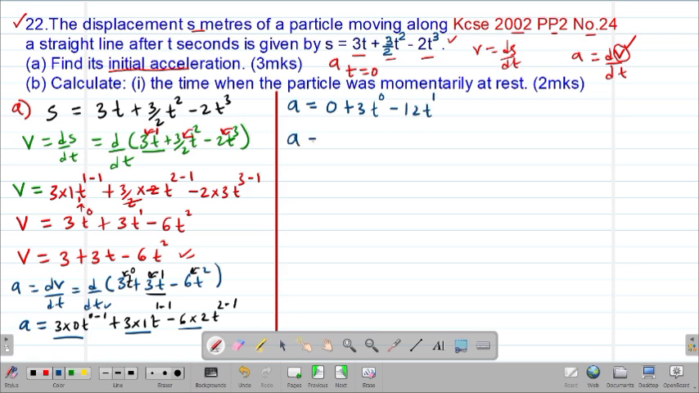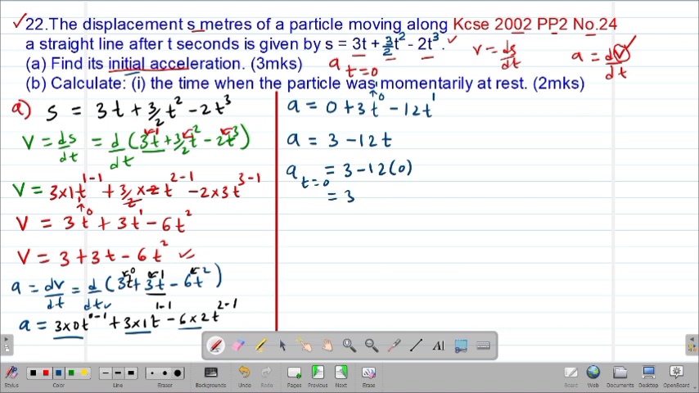So a will be equal to, t power 0 will be 1, and 1 times 3 gives 3. So we'll have 3 minus 12t as our equation for the acceleration. So in part A, they wanted us to get the acceleration when t is equal to 0. That is the initial acceleration. So a, when t is equal to 0, or the initial acceleration, will be given by 3 minus 12 into t being equal to 0.